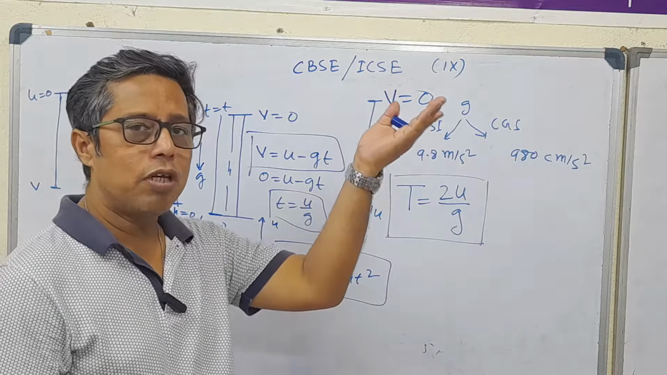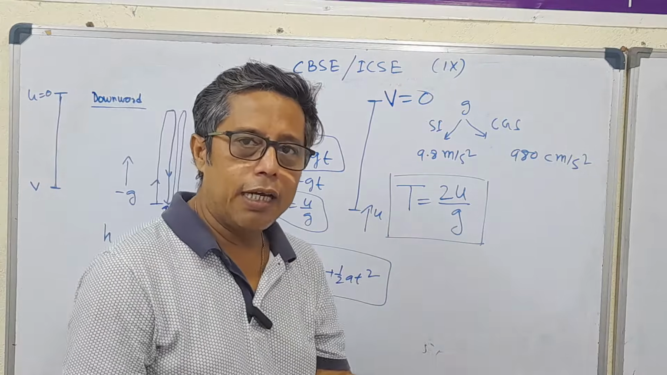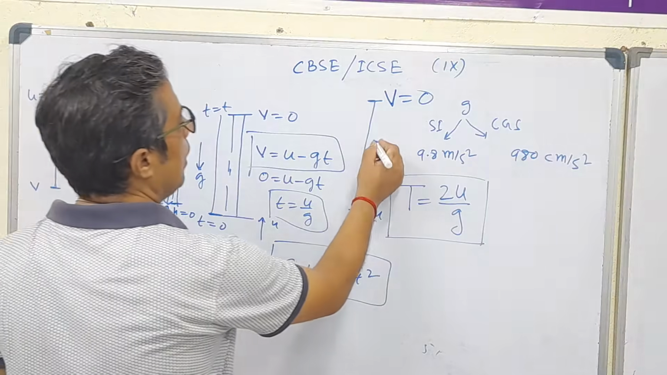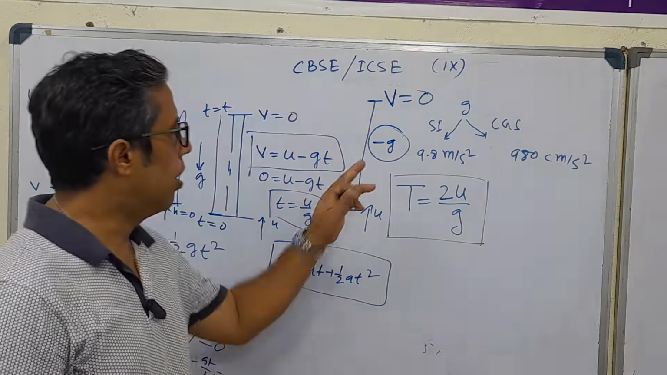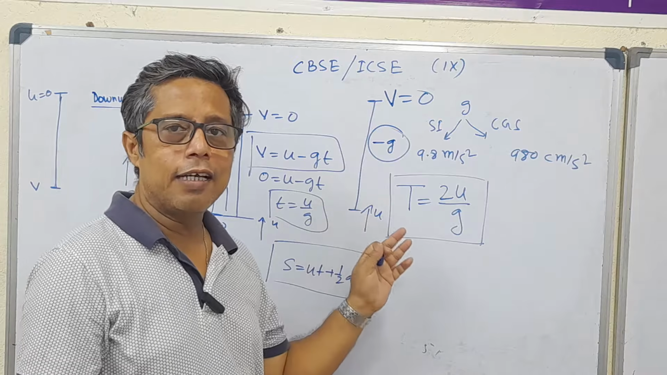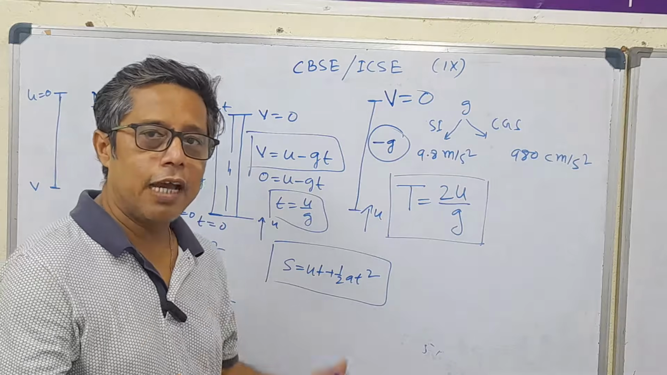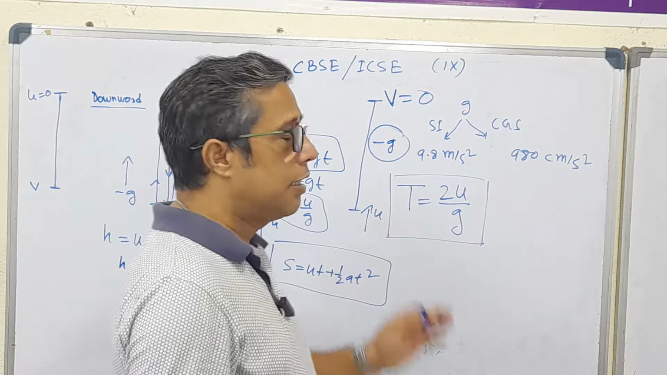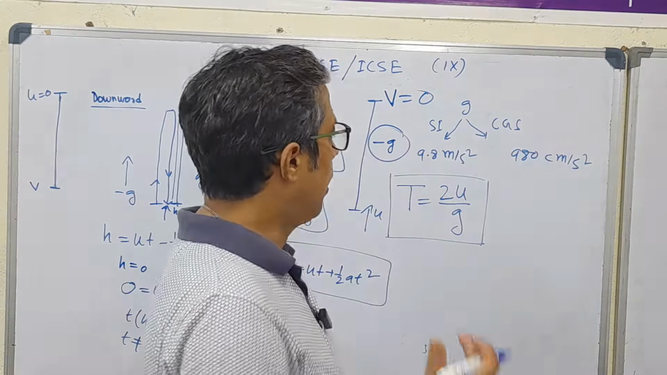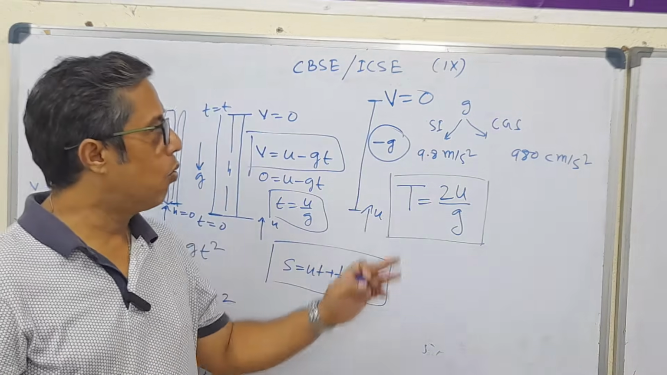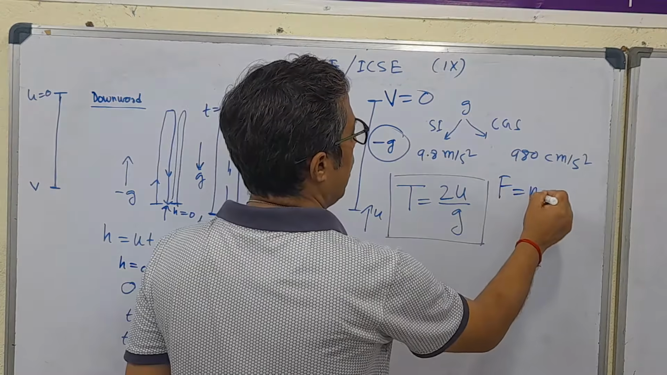Upward motion means we are going against gravity. So in upward motion the acceleration will be minus g. What is g? You all know it is the acceleration created by the earth's gravitational force. For vertical motion, the cause is the earth's gravitational force, and you know that force is equal to mass times acceleration. So force is equal to mg.